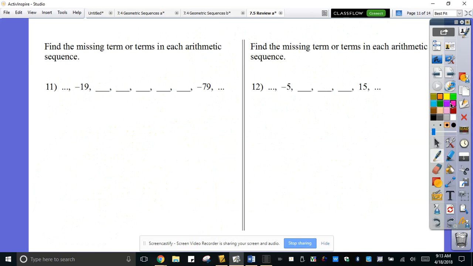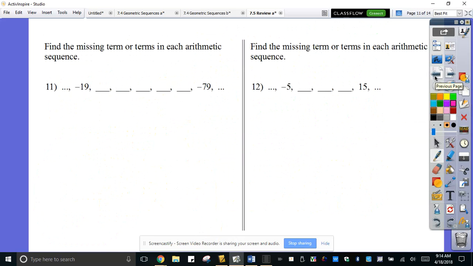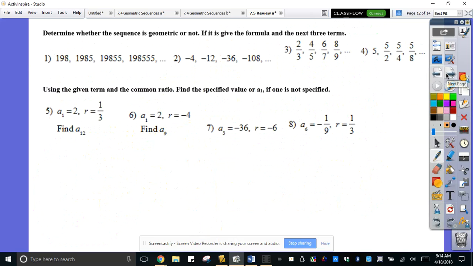Find the missing term in the arithmetic sequence. This is arithmetic. Why are we having this one here? But anyway, how do you find the arithmetic sequence? Well, we're not doing arithmetic sequence, so I'm going to cross this out for now. Determine whether the sequence is geometric or not. This is what we're doing, geometric, not arithmetic.